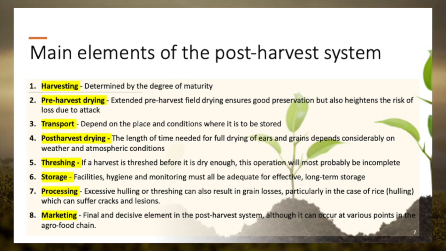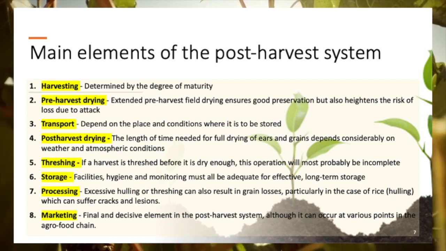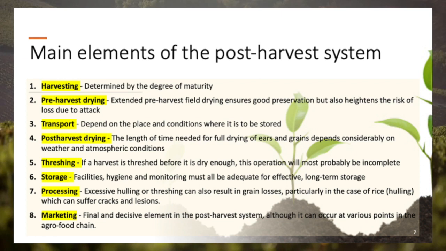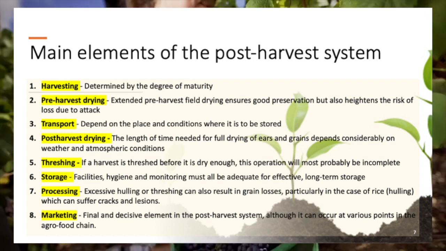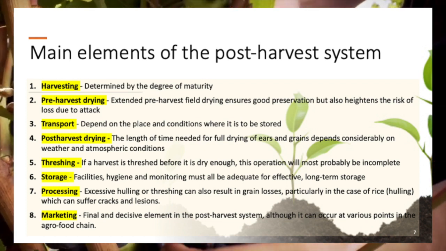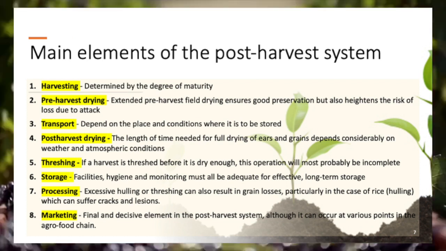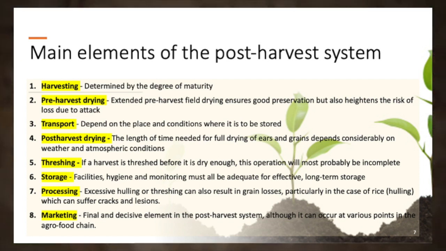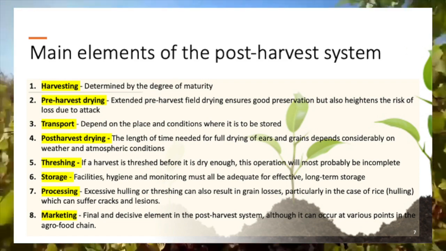Other than that, post-harvest drying is another element in post-harvest, where the length of time required for the full drying of the ears and grain depends on the weather and atmospheric conditions. Product may be wasted on unprotected drying floors due to livestock, birds, rodents, small ruminants, or other factors. On the other hand, if the grain is not dry enough, it is vulnerable to mold and may rot during storage. Moreover, if the grain is too dry, it will become brittle and crack after threshing, crushing, or milling.